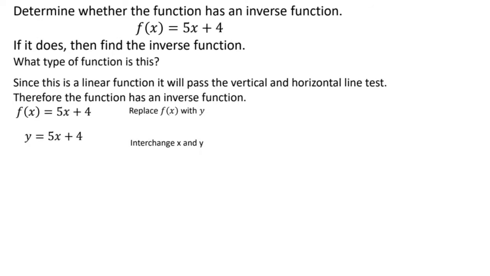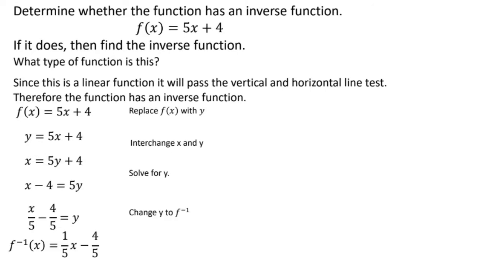So the next thing that I'm going to do is interchange, or swap, the x and y values. I'm going to make the y's x and the x's y. So I'll do that, and I have x is equal to 5y plus 4. Now all I have to do is solve for y, and I'm going to subtract 4 on both sides, divide by 5 on both sides, and I'm going to get y equals 1 over 5x minus 4/5.